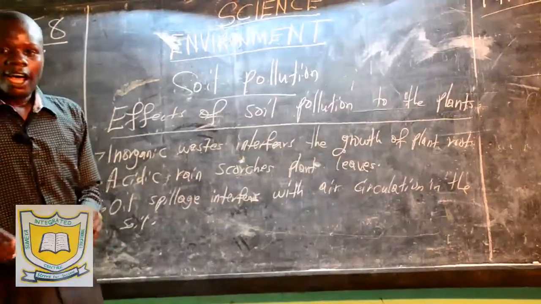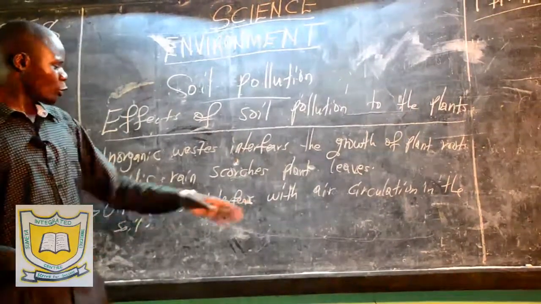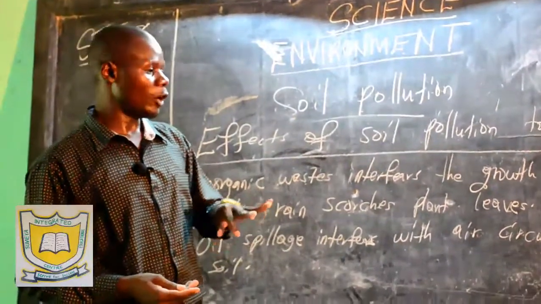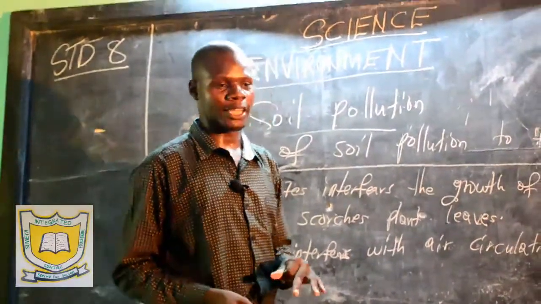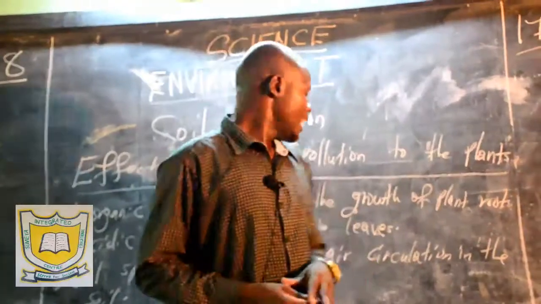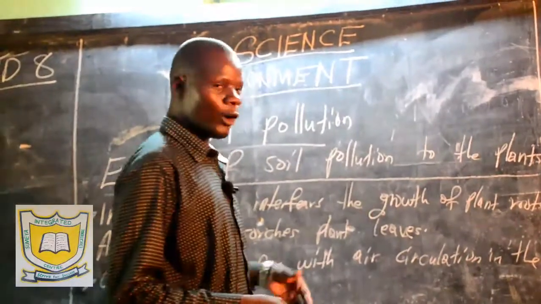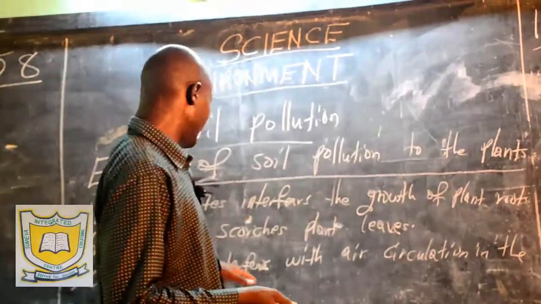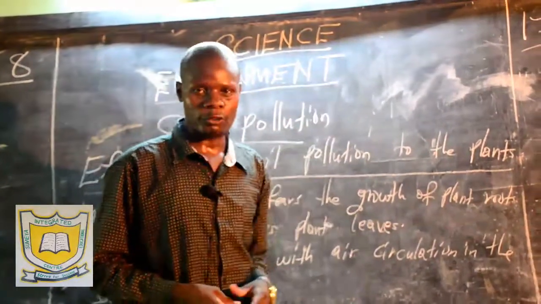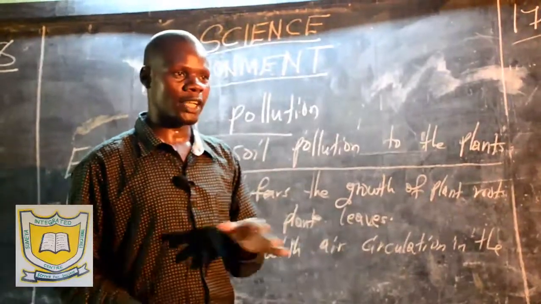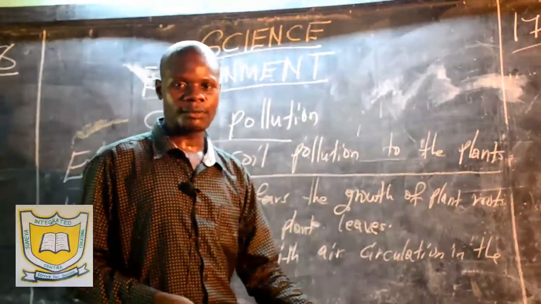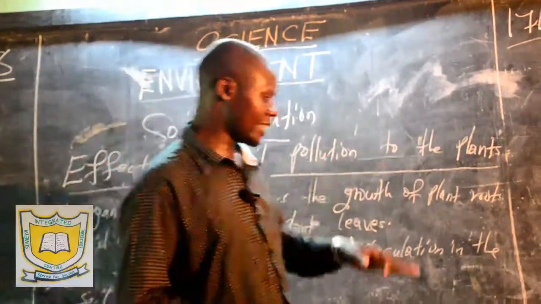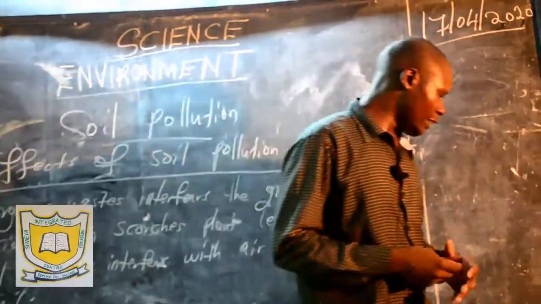Oil spillage also interferes with the air circulation in the soil. You find that oxygen and carbon dioxide are very important to animals and plants. So when oil enters the soil, it interferes with penetration of air. It cannot penetrate the soil. We have living organisms in the soil. We have plants that need the air. So when it spills like that, you find that there is that interference.